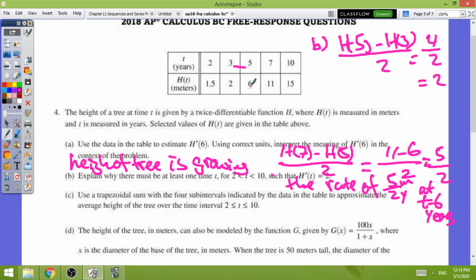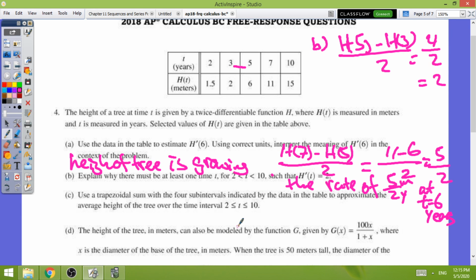And one such value exists on 2 to 10. Okay? Since we can find one value, that means it exists right between the time interval from 2 to 10. So just state the requirement for the mean value theorem: h of t is differentiable, it's continuous, and we can find that h of 5 minus h of 3 over 5 minus 3 is exactly 2. So one value like this for the rate of change exists, which means it happens in the interval from 2 to 10.